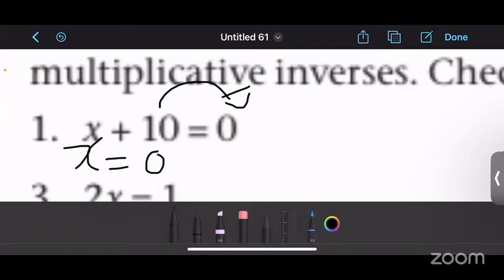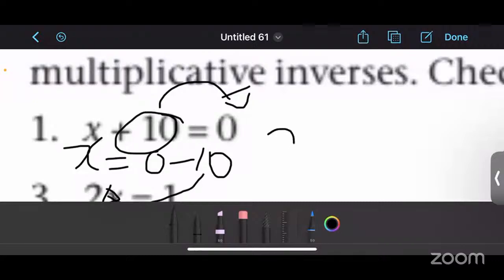And then we're going to have minus 10 because on this side is good. It was positive. In case you want to bring it back to the other side, if it crosses an equal sign, it's going to change its sign. If it's positive, it's going to become a negative. If it's negative, it's going to become a positive. So this one is negative 10.